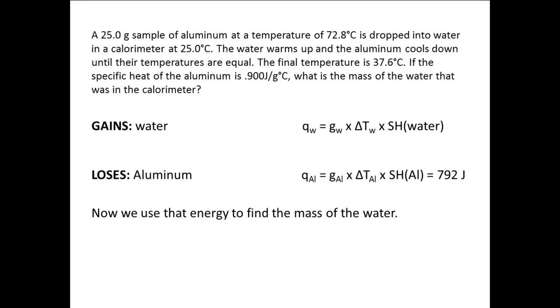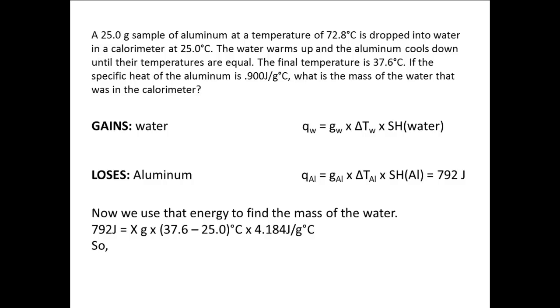The equation we have becomes 792 joules, that's the energy the water gained, is equal to x grams times the change in temperature of the water, 37.6 degrees minus 25.0 degrees, times the specific heat of the water, 4.184 joules per gram per degree Celsius.